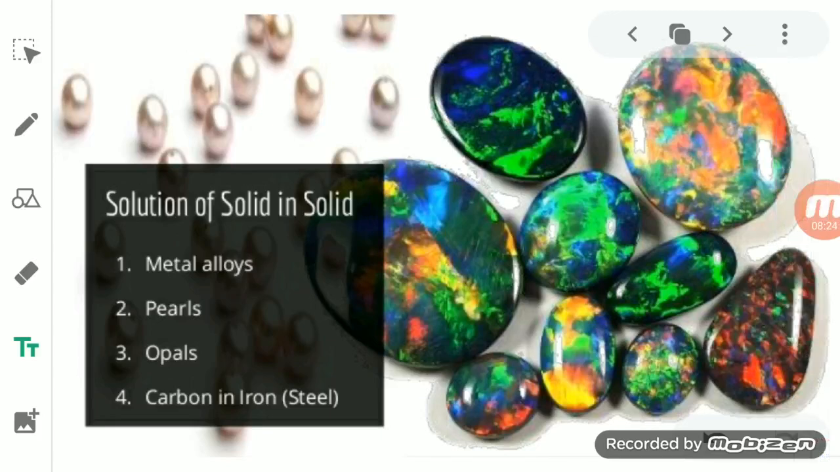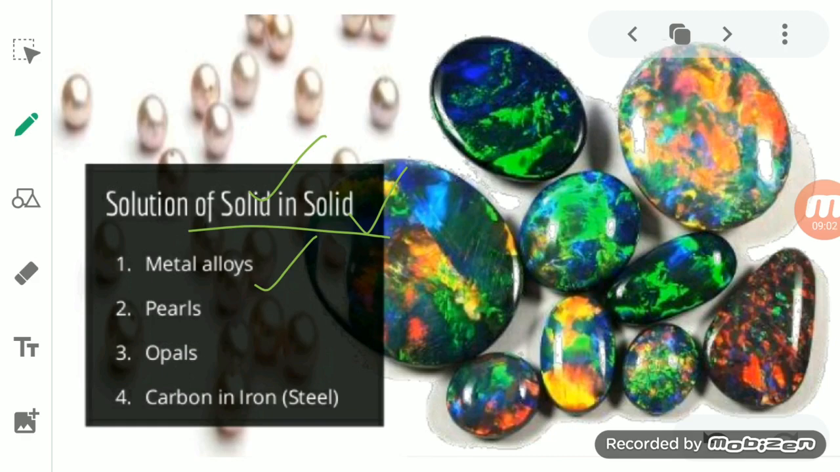Now we will come to the next one, that is the last one, the solution of a solid in a solid. When the solid is the solute as well as the solvent, that solution is a solid in a solid. The best examples are the metal alloys. What happens in a metal alloy? One or two or more metals, or a metal and a non-metal.